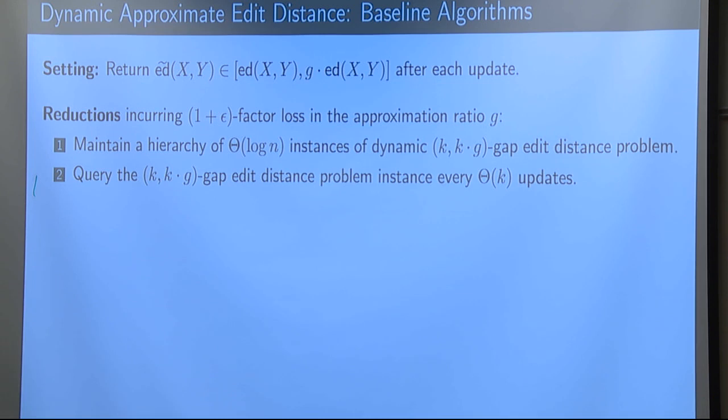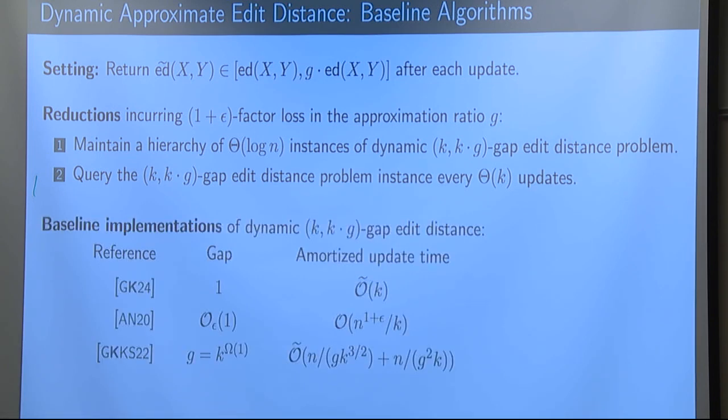Also, since edit distance doesn't change too much by a single update, a single update can change it by plus or minus 1 at most, we actually need to recompute it not every single update, but every roughly epsilon k updates, where k is the current distance.